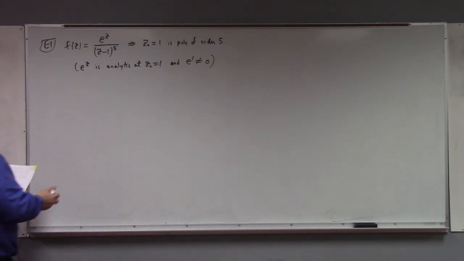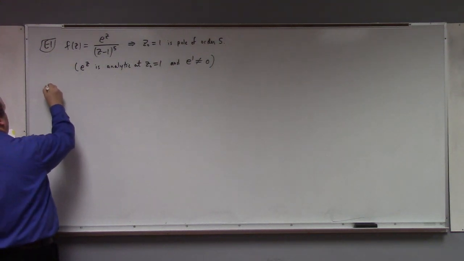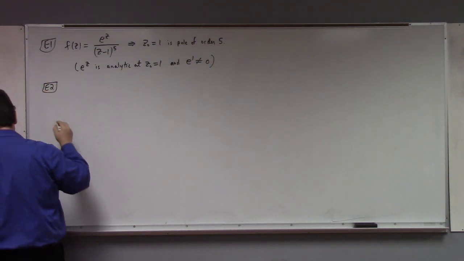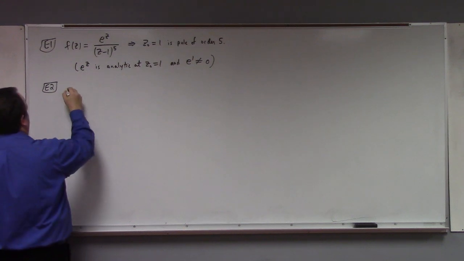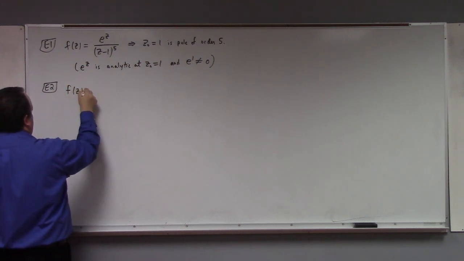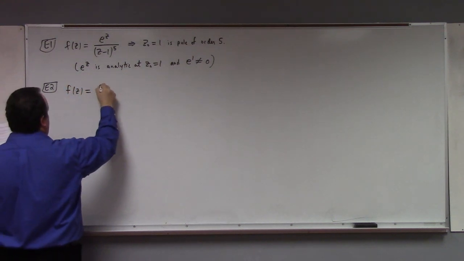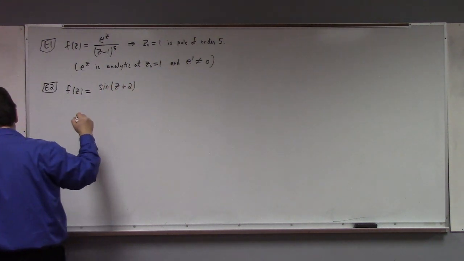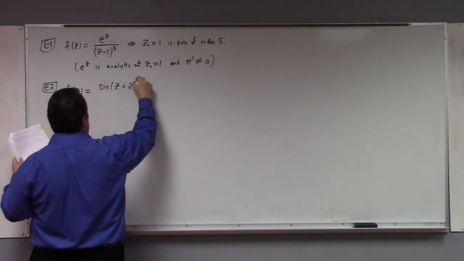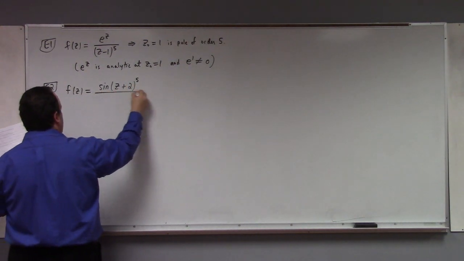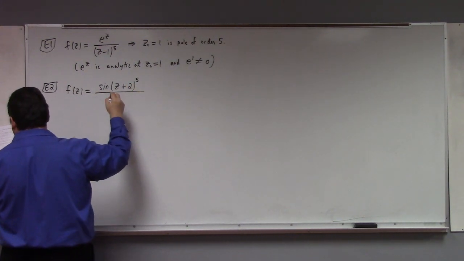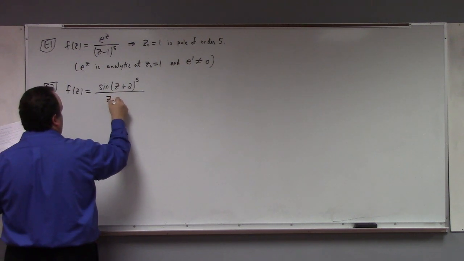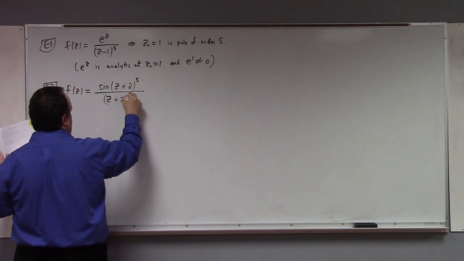The next example requires a little bit more calculation, but let's go through it because we could all use some practice. And here we have f of z equal to sine of z plus 2 to the power 5, I think that's all inside the sine, I believe, divided by z plus 2 squared.